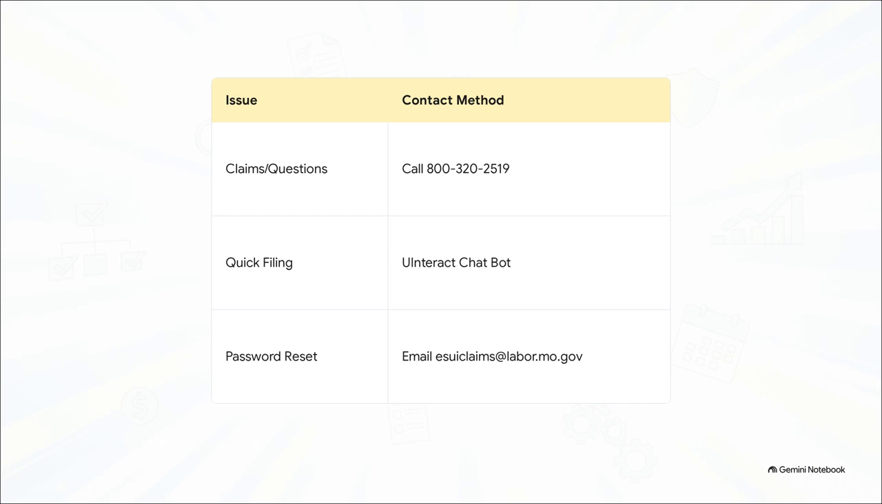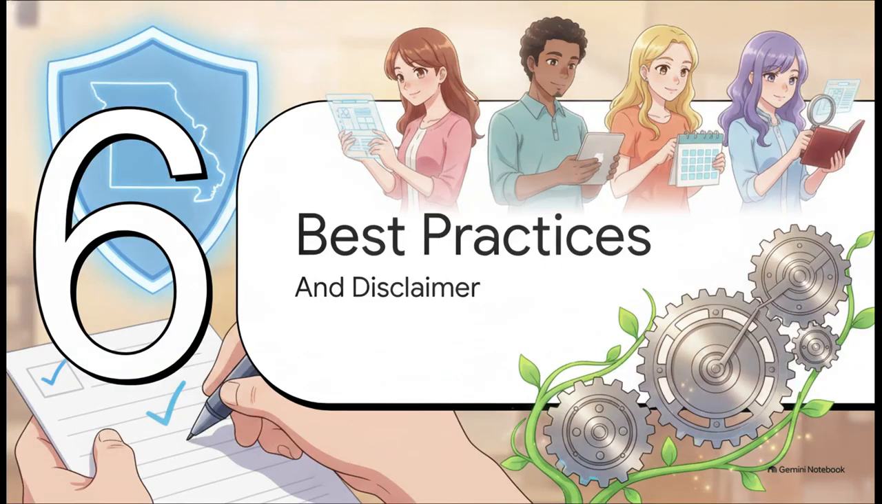If you just need to do some quick weekly filing without logging in, go ahead and use the virtual agent chatbot on the UInteract site. And this is crucial. If you forget your answers to your security questions and are totally locked out of your account, the absolute best method is to email esuiclaims@labor.mo.gov. You must include your full name, your phone number, and the last 4 digits of your social security number to get that reset. And finally, Section 6, Best Practices and a quick disclaimer.